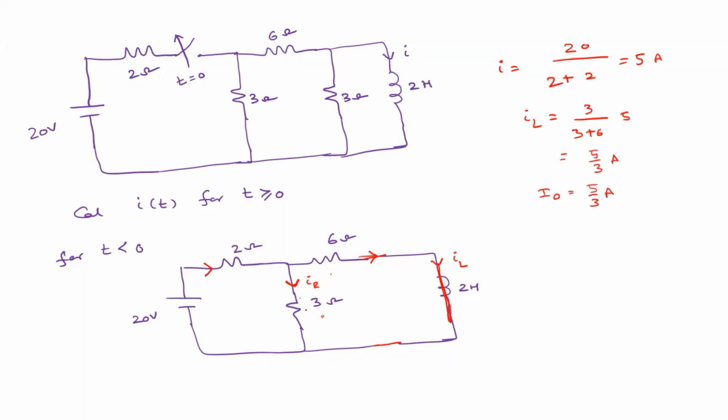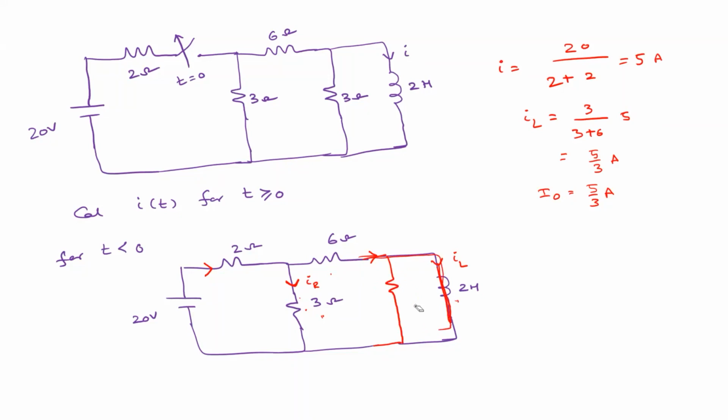Any doubts here? We are going a bit fast. Why did you remove that 3 ohm resistor? Good question. Here there is a short circuit, right? Current will always flow through the lowest resistance path. If it is a short circuit, that means zero resistance, so obviously it will flow through this path only. So there is no current here. Understood?